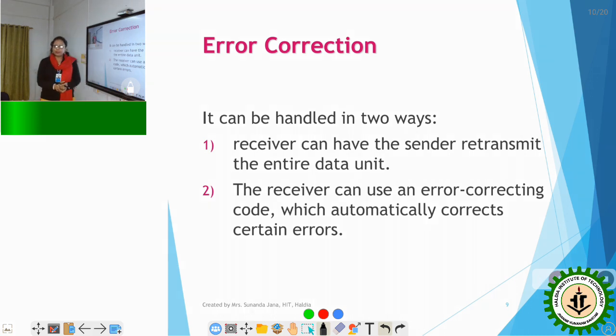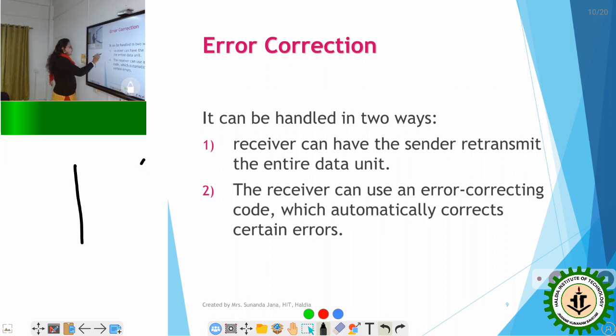Now, as my topic is mainly error correction, and already we have discussed error detection methods in the previous classes, so today we will mainly concentrate on error correction. Error correction can be done using two processes. One is retransmission. What is retransmission?